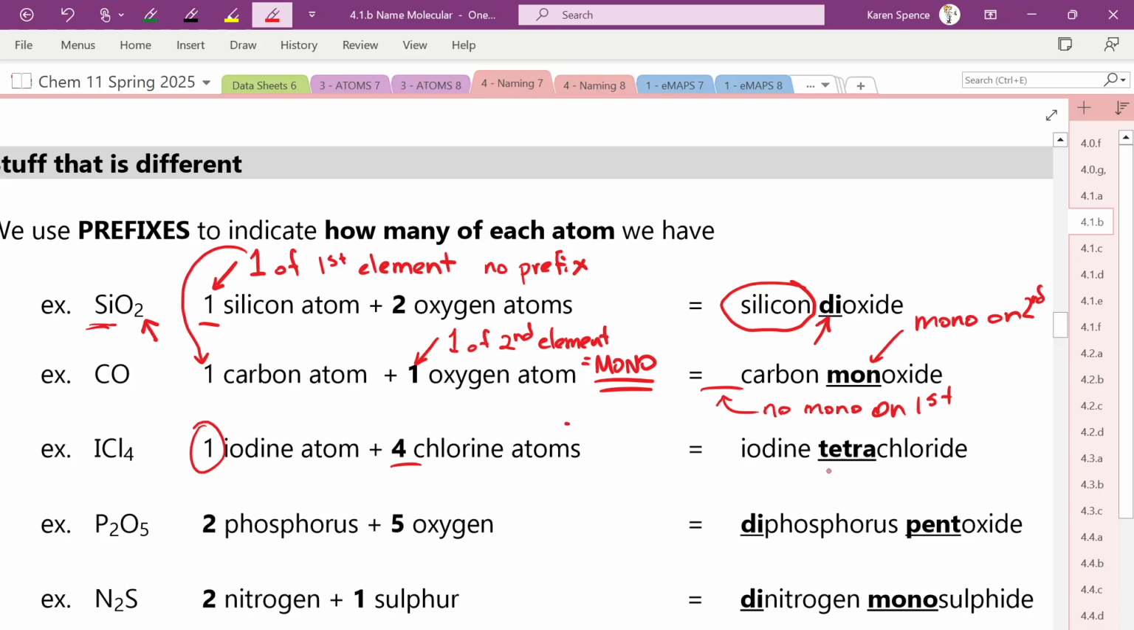Tetra is 4, so you would say tetrachloride because you have 4 chlorides. Now, sometimes people think if there's no mono on the first word, I never put a prefix on the first word, but you do unless it's mono. So if it's di, stick that prefix on there. It's only mono that we leave off, okay, and only on the first word.